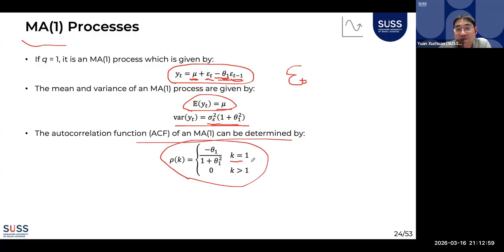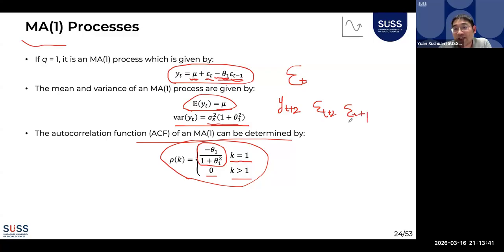Theoretical ACF for lag 1, okay, lag 1, this is the ACF. But for all the other lags bigger than 1, the ACF should be 0, right? Because this Yt only depends on epsilon t and epsilon t minus 1, right? For example, Yt plus 2 will depend on epsilon t plus 2 and epsilon t plus 1, right? Because they are independent, right?